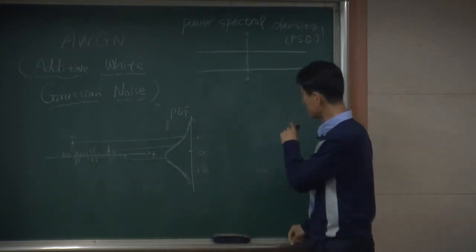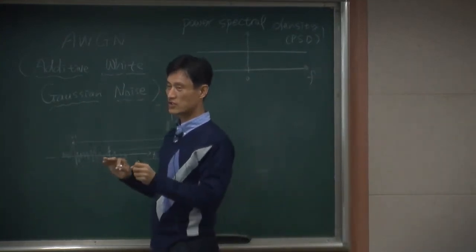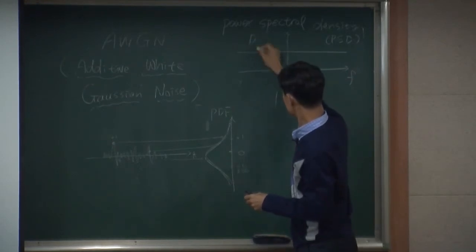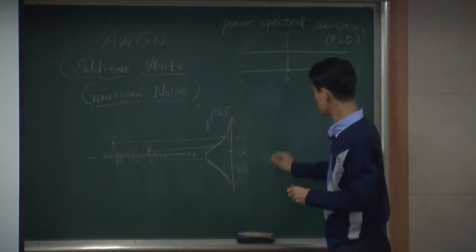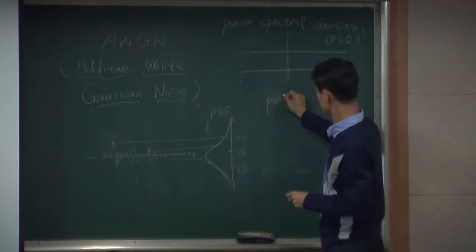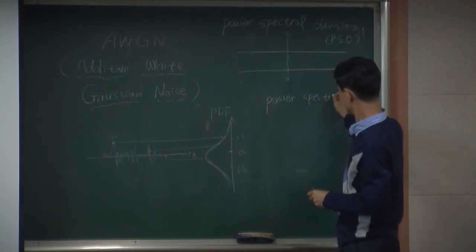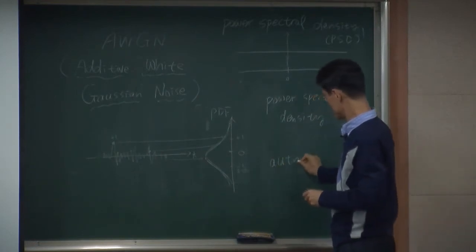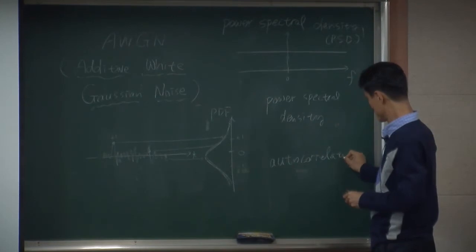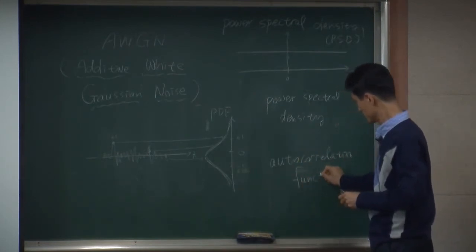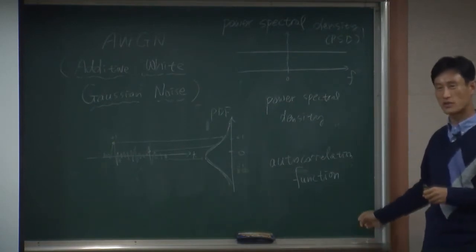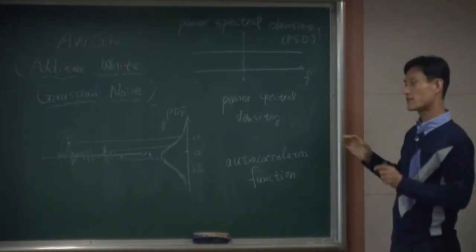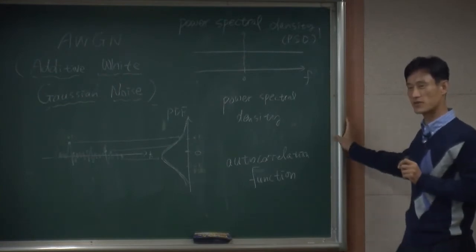Okay, so in order to understand this, we need to know the relationship between the power spectral density and something else. We need to know the relationship between these two. This is a power spectral density, and power spectral density has a very, very close relationship with the autocorrelation function. What is autocorrelation?